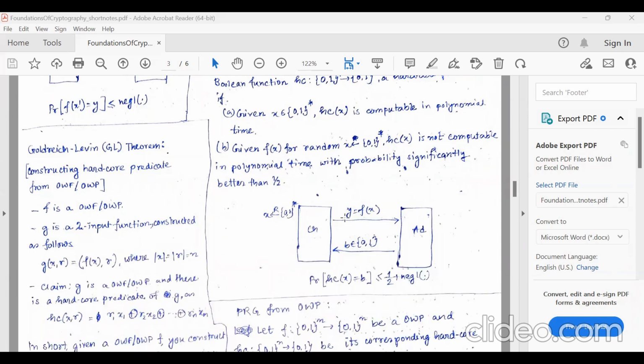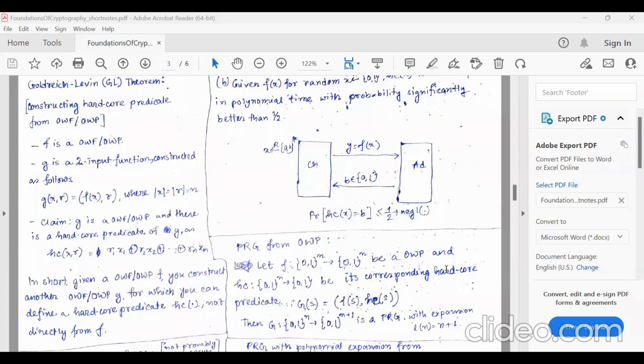That is what it is showing formally. So y equal to f(x) is provided to the adversary, and the adversary is trying to guess the value of HC of x, because HC is a Boolean function. So it outputs some bit b belonging to 0 or 1, and the probability that HC of x is actually the bit guessed by the adversary, which is b, is upper bounded by half plus negligible. So that is the concept of hardcore predicate.